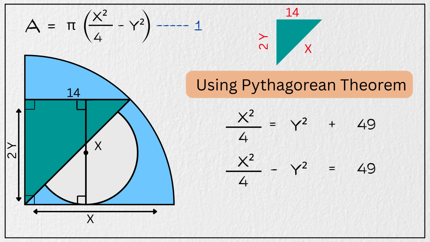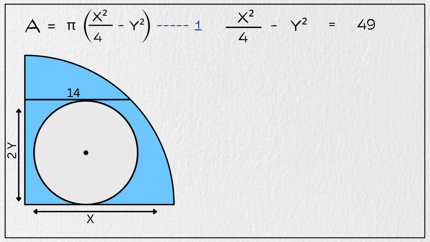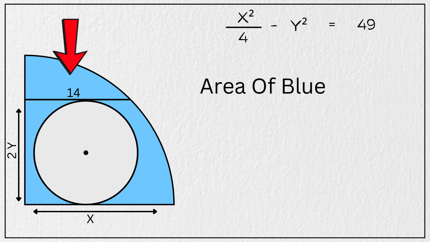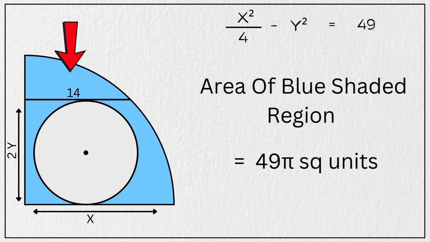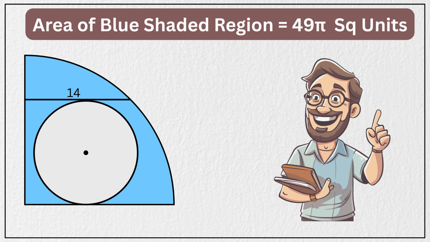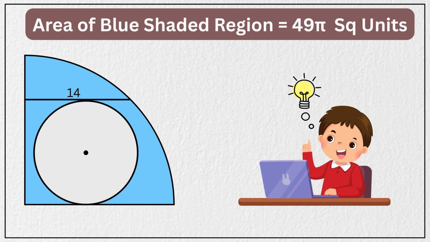Did you notice something? This expression is exactly what we had in equation 1 for the area of the blue shaded region. So now, substituting this back into the equation, we get area of the blue shaded region equal to 49 times pi square units, and that is our final answer. Pretty amazing, isn't it? Even though we didn't know the actual radius of either circle, we were still able to figure out the exact area of the blue shaded region, just using logic and some clever geometry.